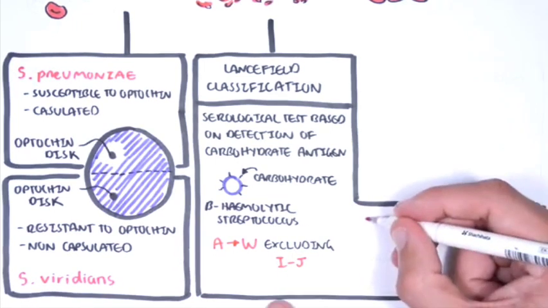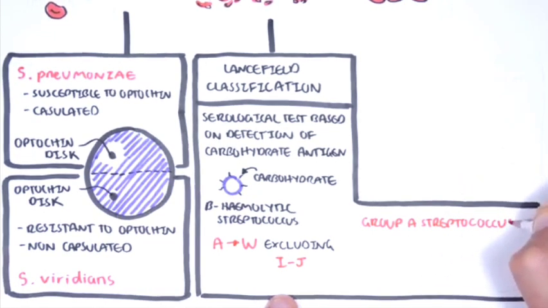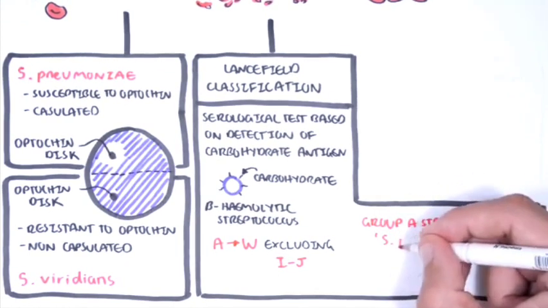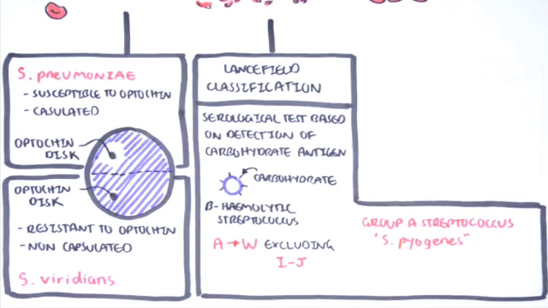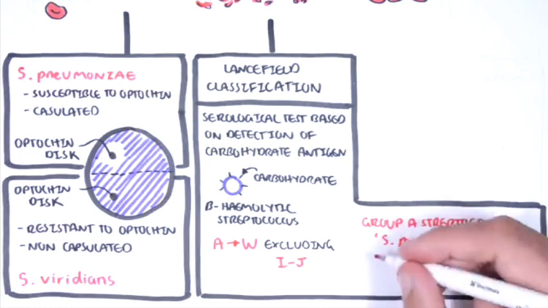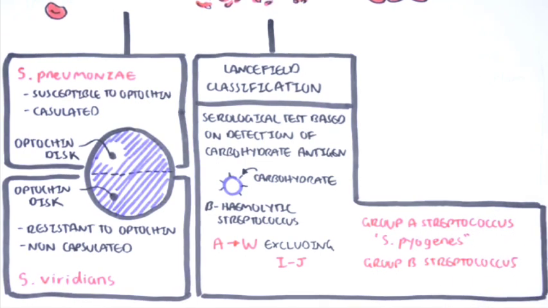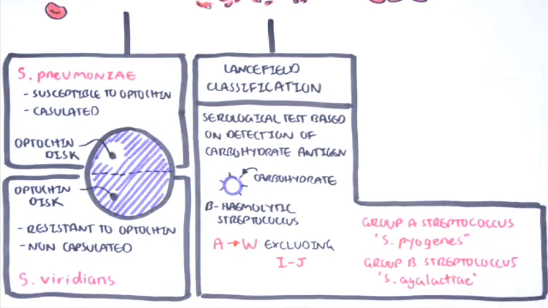So for example, the majority and one of the most important human pathogens belong to group A in the Lancefield classification. These are called the group A streptococci, also known as Streptococcus pyogenes. Streptococcus pyogenes is the most important human pathogen causing bacterial pharyngitis, rheumatic heart disease, and post-streptococcal glomerulonephritis, for example. Group B streptococcus is also known as Streptococcus agalactiae, well known for causing neonatal infections. And the group B streptococcus is the bacteria screened in pregnant women.